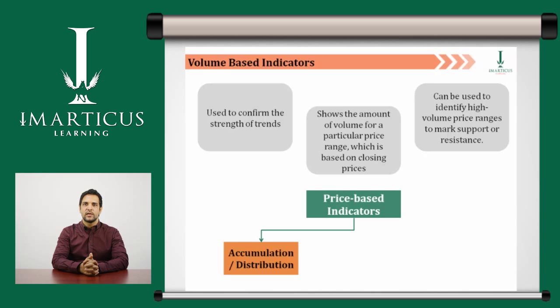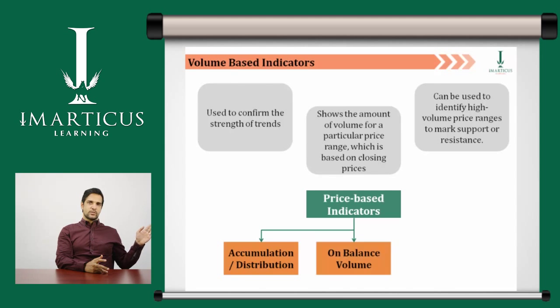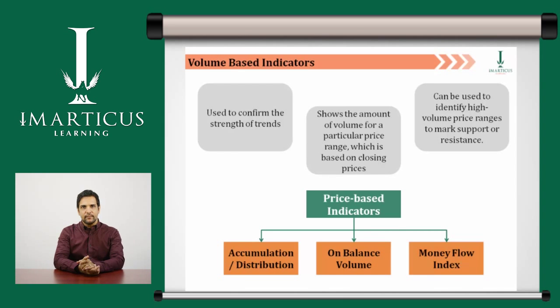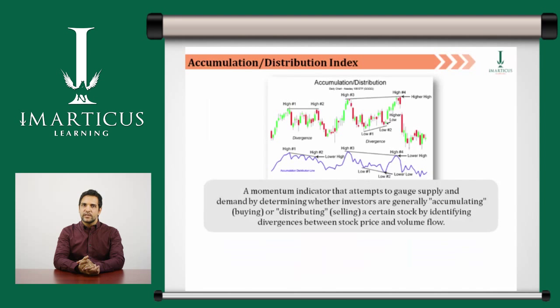Some commonly used volume-based indicators are accumulation distribution index, on-balance volume, and money flow index. The accumulation distribution index is a momentum indicator that measures supply and demand by determining whether investors are generally accumulating, that is buying, or distributing, that is selling, a certain stock. It does this by identifying divergences between the stock price and the volume flow.